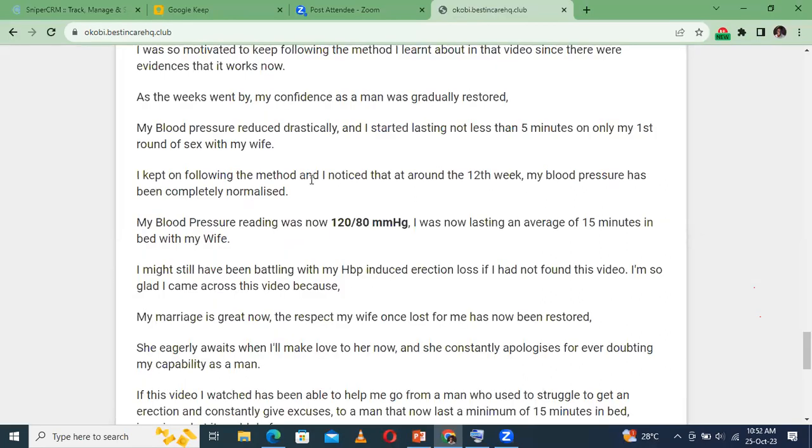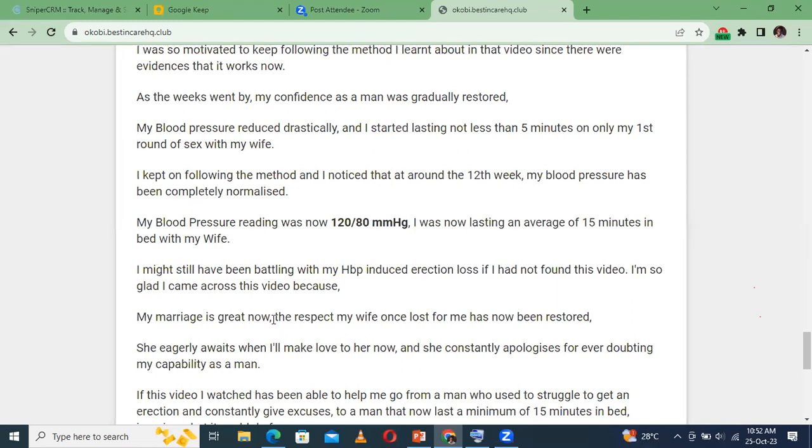Okay, I kept on following the method and I noticed that around the 12th week, my blood pressure had been completely normalized. My blood pressure reading was now 120/80 mmHg. I was now lasting an average of 15 minutes in bed with my wife. Can you see still, I did not over-exaggerate the time, even after it had been completely cured. It's important to keep it realistic. So I might still have been battling with high BP induced erection loss if I had not found this video. I'm so glad I came across this video.